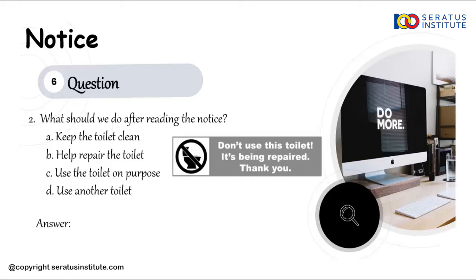Okay, so if we see the notice here, don't use the toilet, it's being repaired. Jadi, don't use this toilet means kita tidak boleh menggunakan toilet tersebut karena toilet tersebut sedang dalam perbaikan. Then, the answer is D. We have to use another toilet. Kita harus menggunakan toilet yang lainnya.